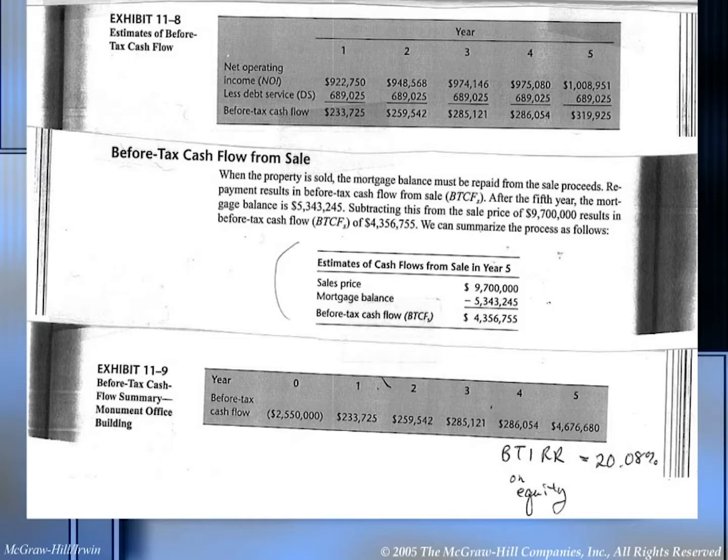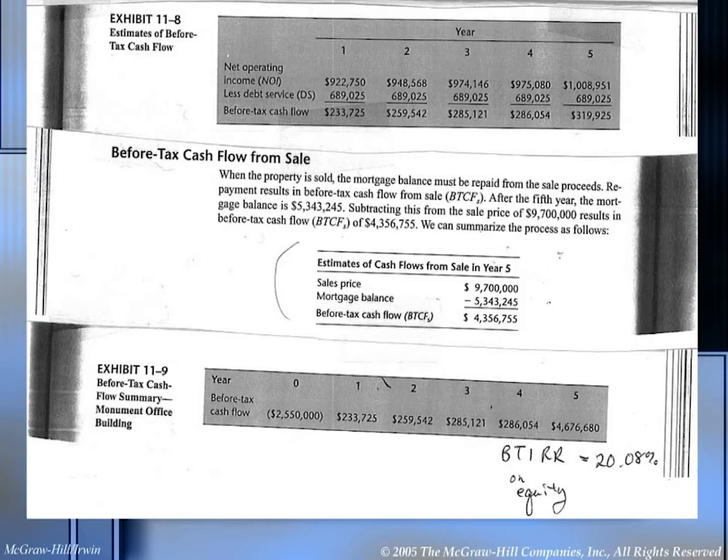Okay, and then we think about what was the money that we put into this. Well, it was an $8.5 million building, but we borrowed 70%. So we only have to put down 30% of the $8.5 million, which is $2,550,000, which you'll see there in Exhibit 11.9 as the outflow of cash at time 0.